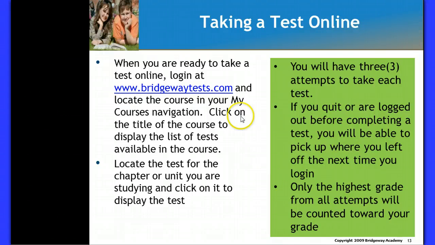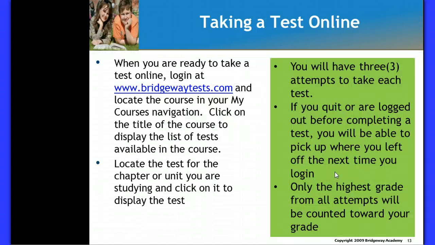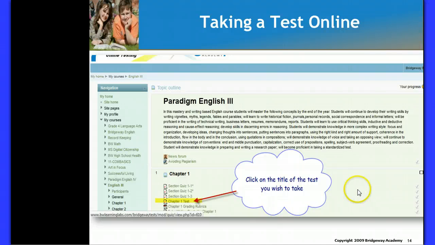When you're ready, you just log in, locate your course under My Courses, locate the test, and then begin your attempt. You will have 3 attempts to take each test. If you quit or get logged out or your computer crashes or anything like that, the next time you log in, you'll be able to continue the attempt. It will say continue previous attempt, and you'll just say yes. Only the highest grade from all of your attempts is going to be counted towards your final grade.